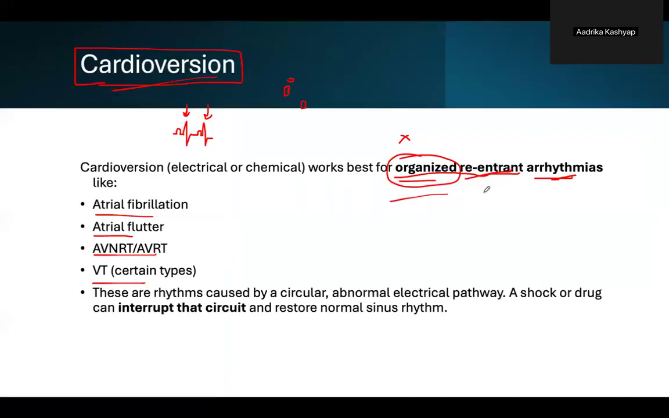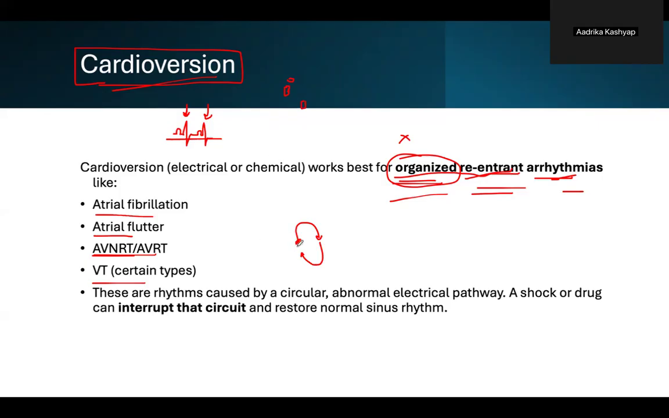It is an organized re-entrant arrhythmia. What happens in atrial fibrillation, atrial flutter, AVNRT is that there's something wrong with the node, and it sends out a re-entrant signal, which is why cardioversion can fix that. It focuses on the peaks and fixes it. So it's a really brief overview of why you can do that, and it makes sense. If you just remember that you can only cardiovert organized re-entrant arrhythmias, you won't ever get confused.